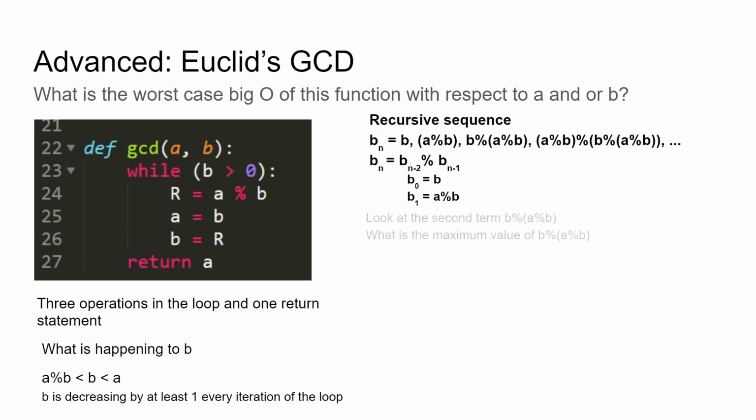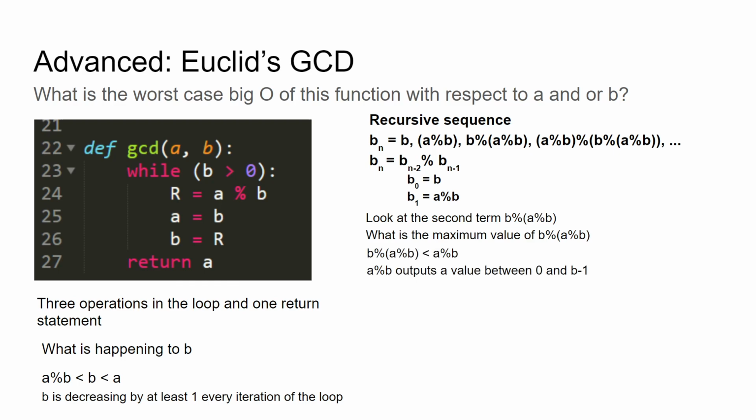After 2 iterations, b is equal to b mod a mod b, where the a's and b's are the ones from the input of the function. So what is the maximum value of b mod a mod b? We know that a mod b outputs a value between 0 and b minus 1, and we know that b mod a mod b is less than a mod b. So if a mod b is small, then b mod a mod b will also be small.